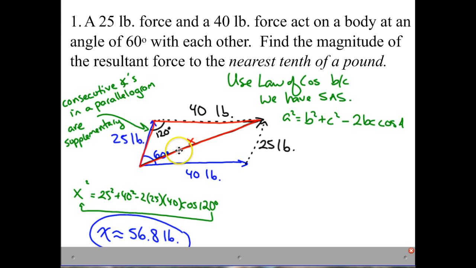And then finally look at it and say, is that likely? Well, yeah, it seems reasonable. 56.8 is bigger than 40 and 25 because it's across from the largest side. But it can't be more than the sum of 25 and 40, which is 65, because one side can't be larger than the sum of the other two sides in a triangle. So it seems like a good answer. Let's check out question 2.